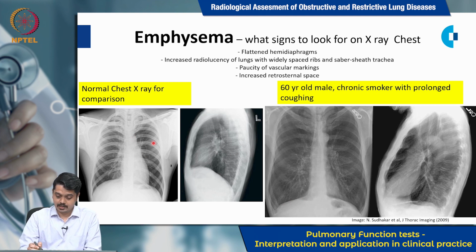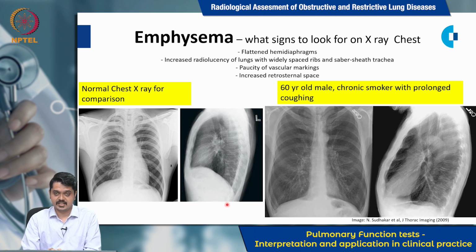And also look at the heart here. Compared to this heart, the heart looks like a tube, that is a tubular heart shadow, which is one of the features of emphysema. And also look at the vessels here. Compared to the vessels here, there is paucity of vessels, that is there is decrease in the attenuation of vessels, which is also one of the features of emphysema. Then next is saber sheath trachea, which is dilated intrathoracic portion of the trachea, in which case the sagittal diameter of the trachea will be greater than the coronal diameter.